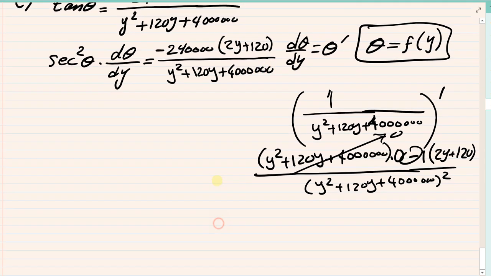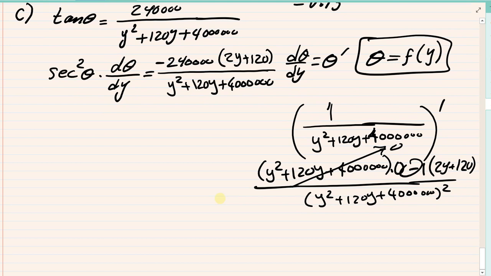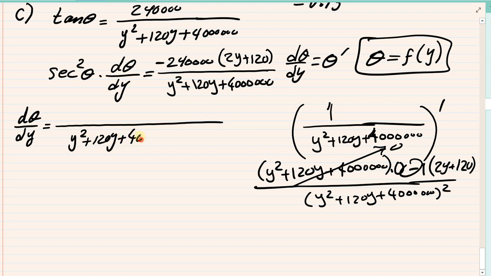All right, so there we have that one. Now, at this point, we're going to just find the derivative. The d theta dy is going to be equal to, I'm going to divide both sides by secant squared theta. So it's going to be y squared plus 120y plus 4 million times secant squared theta, and in the numerator, of course, we have the negative 240,000 times 2y plus 120.